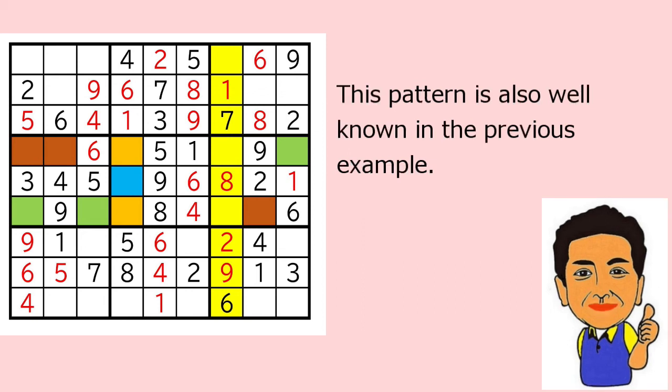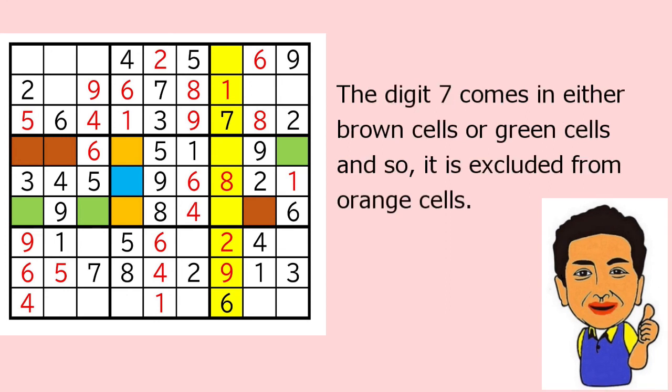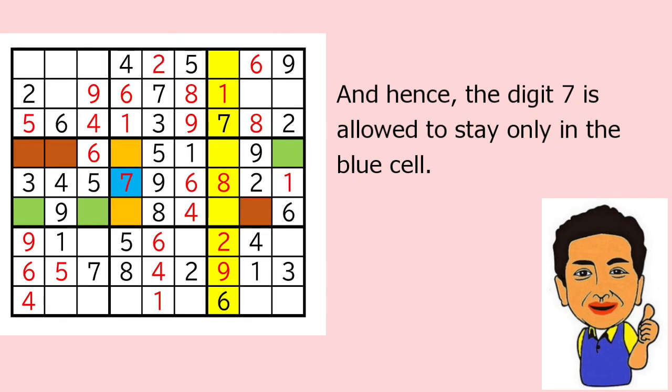This pattern is also well known from the previous example. The digit 7 comes in either brown cells or green cells, and so it is excluded from orange cells. And hence, the digit 7 is allowed to stay only in the blue cell.